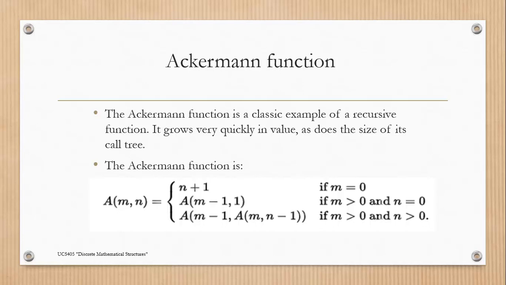Definition of Ackermann function is A of m, n is equal to n plus 1 if m is equal to 0, and it is equal to A of m minus 1 comma 1 if m is greater than 0 and n is equal to 0, and the value is equal to A of m minus 1 comma A of m comma n minus 1 if both m and n are greater than 0.